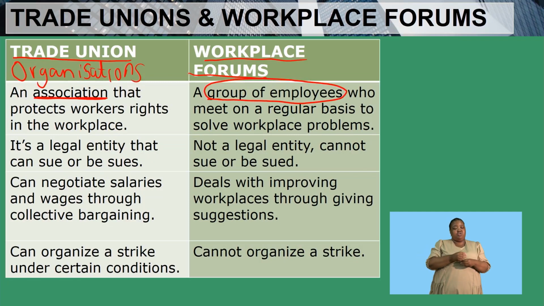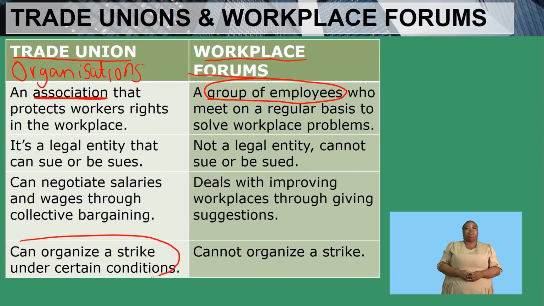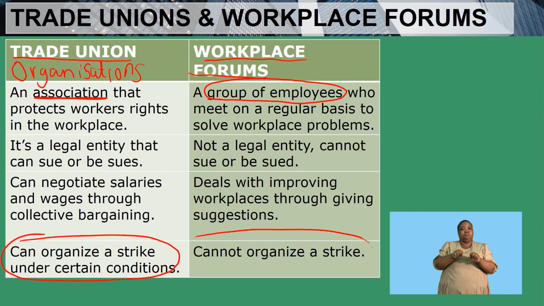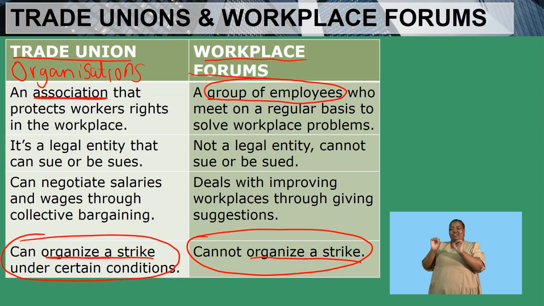Now, a trade union has the legal right to sue, whereas a workplace forum cannot. Remember that a trade union is an organization, so they can sue on behalf of their employees. But when we are a group of employees in the workplace, we do not have a legal right to sue. Also very important to note, as this can come as a scenario type question, is that a trade union can organize a strike, whereas a workplace forum cannot organize a strike.